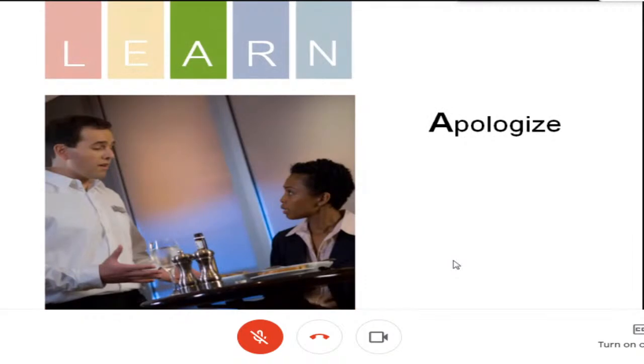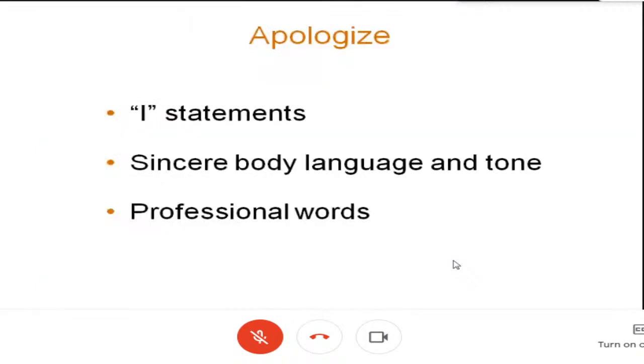Then the third comes apologize. Apologize is not just saying sorry. Apologize is I statements, sincere body language and tone, and professional words. I really apologize for your inconvenience. Myself, I feel sorry about what has happened to you and your family. I really feel the same if this happened to me, and I sincerely apologize for it. Your body language has to be positive. You cannot just stand and nod your head. You need to use humble words and a humble posture, together with professional words.